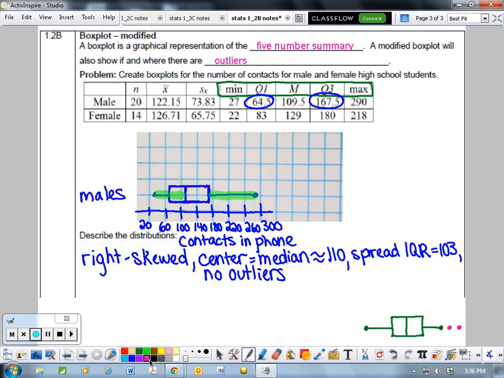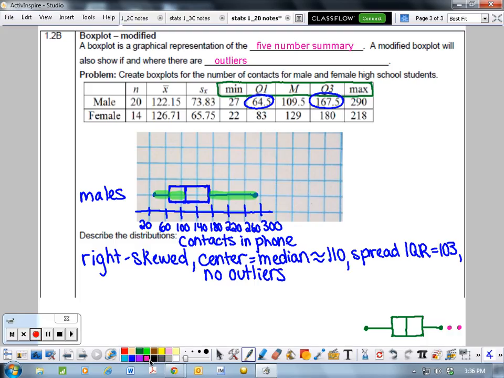Okay, so now we're going to look at the female contacts. So we're going to graph that, and we're going to graph this on the same graph. And so this is what we would call parallel box plots or side-by-side box plots. That way it makes it easier to compare and analyze the two different distributions.